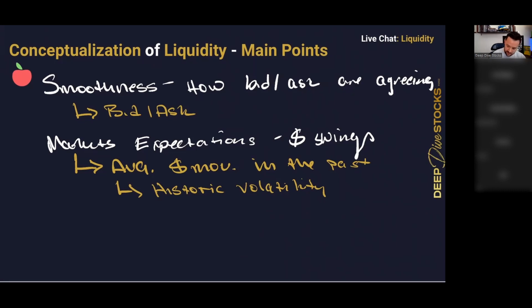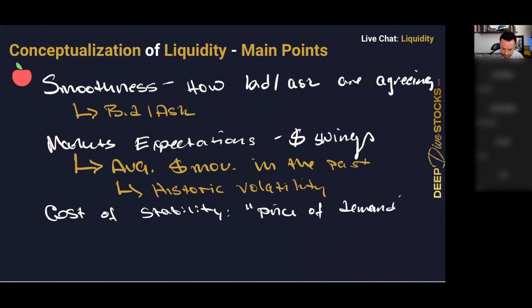We then looked at the cost of stability. And the idea that liquidity describes the price of demand. Right? How much someone needs to enter this position. It's a little bit trickier to measure, so we're going to skip that part.